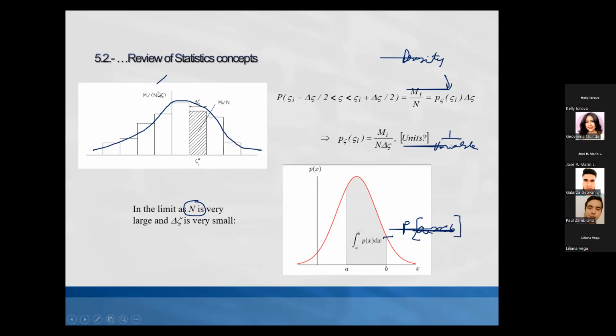So if we plot this probability function, the area under that curve will give us the probability. So when we take this delta zeta very small, that means that n has to be very large, we can produce a continuous curve, right? And this area under this curve, as we have seen before, is the probability that you are in this interval from A until B, okay?